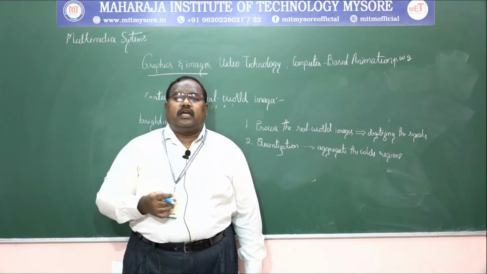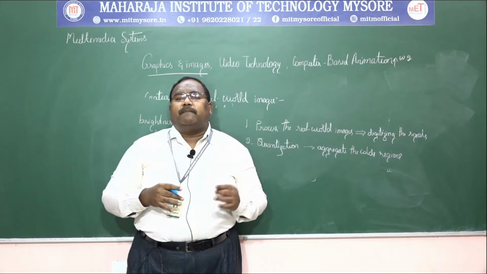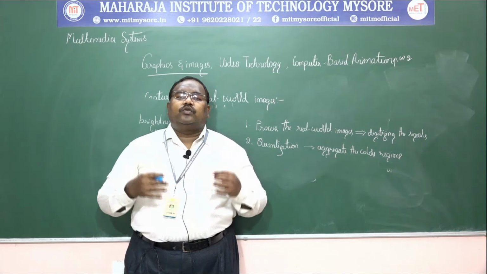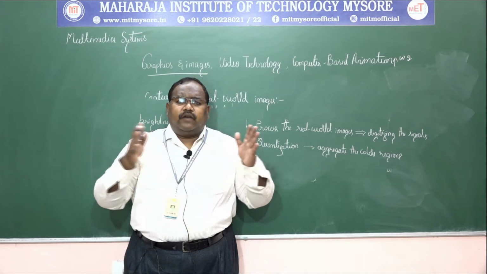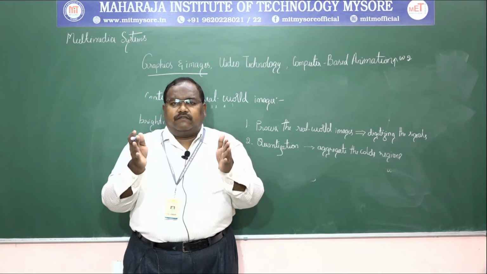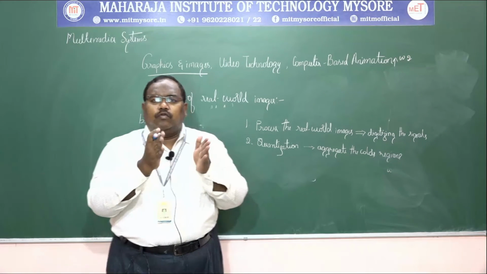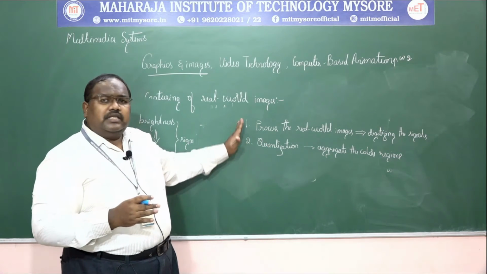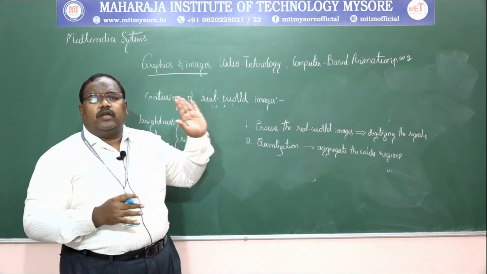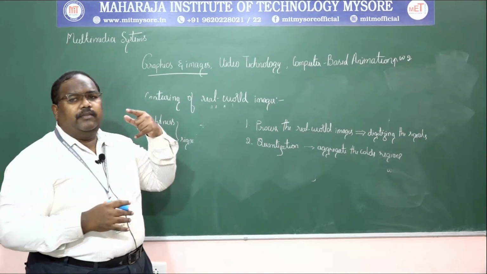Why is it done? It is done in order to reduce the number of different colors depending upon the hardware used to output the images. So a different range of colors would be there. We identify those different color ranges and we aggregate the similar colors or a group of color ranges. So these are the two main steps that we would consider while capturing real world images.